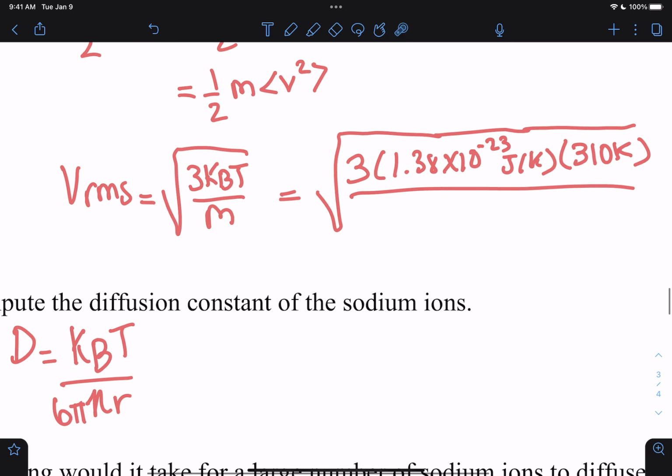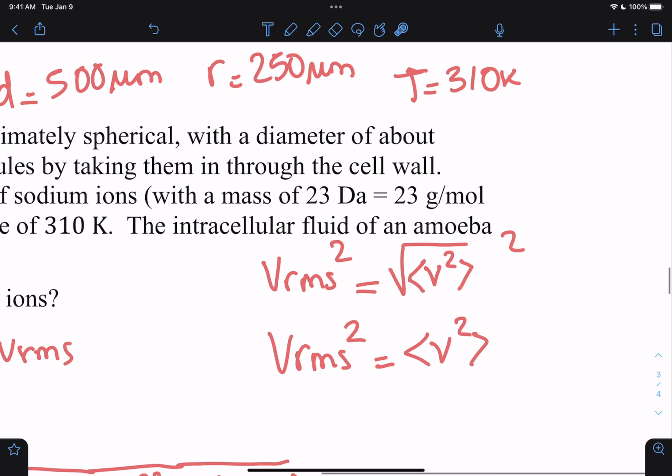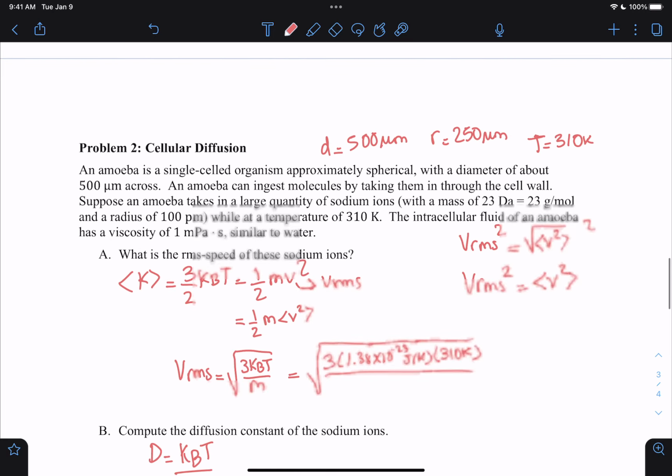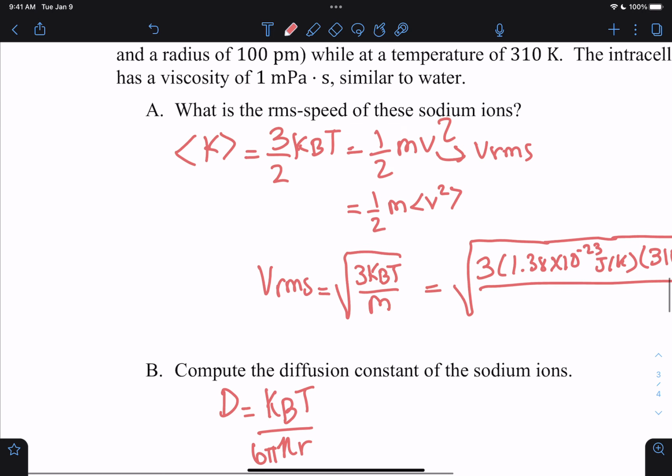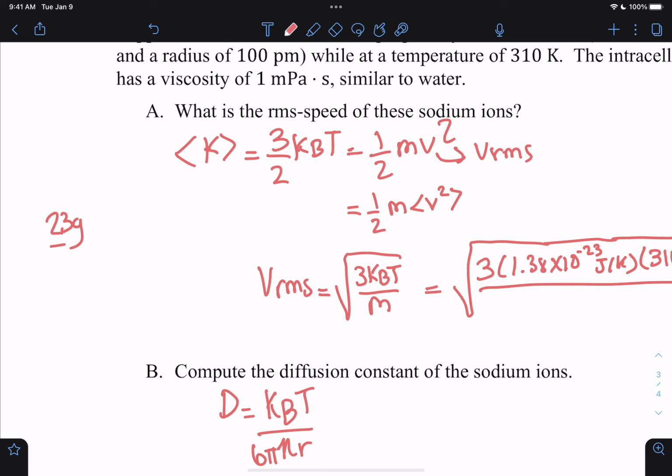When we're using the mass in this equation, it's the mass per particle. So this is the mass per mole. How can we get to the mass per particle? Yep, exactly. We use Avogadro's number. So we go from 23 grams per mole to 1 mole is 6.022 times 10 to the 23rd particles, or ions or whatever.